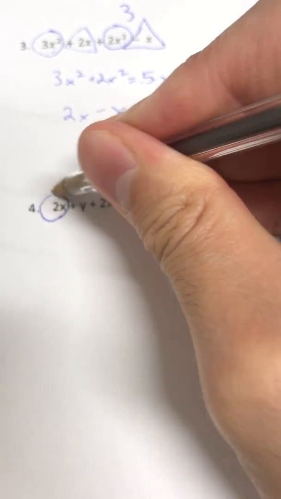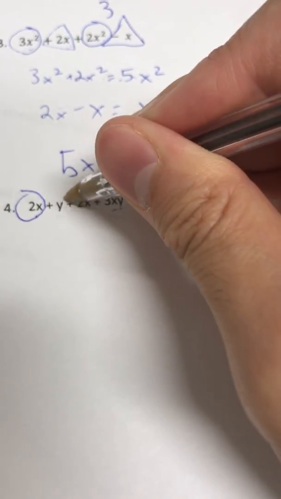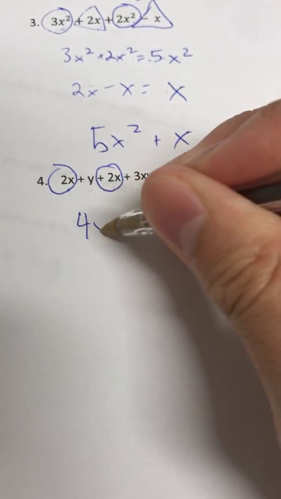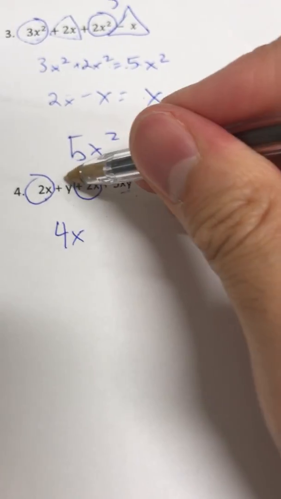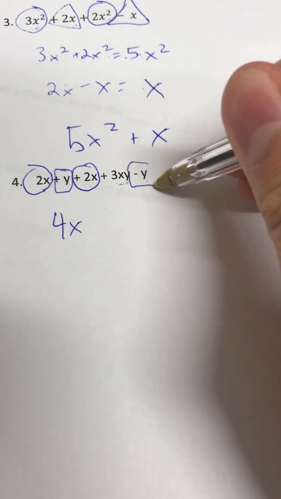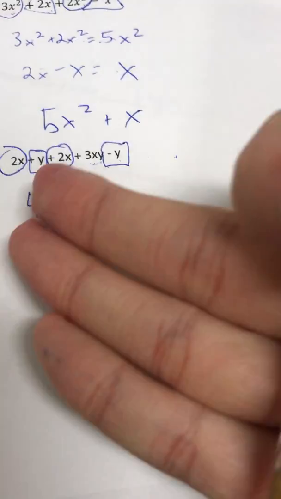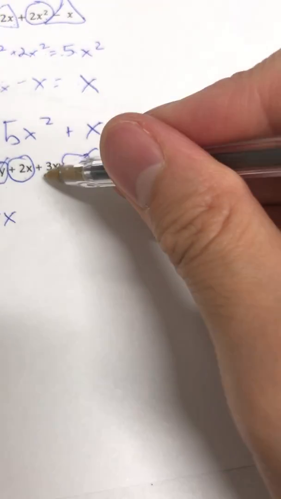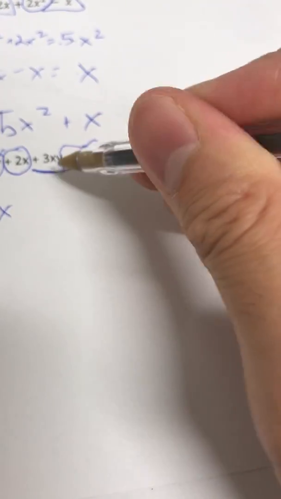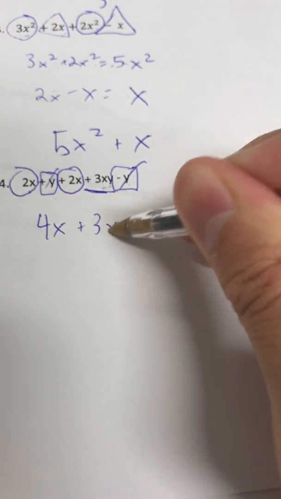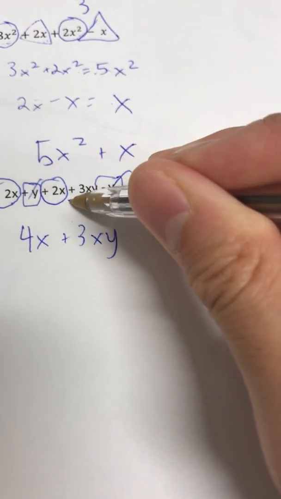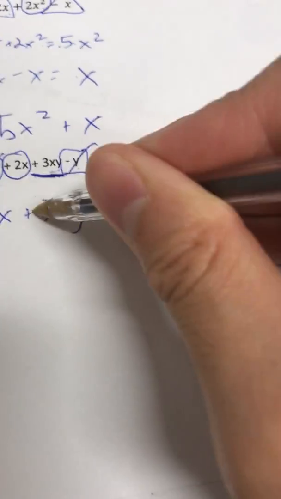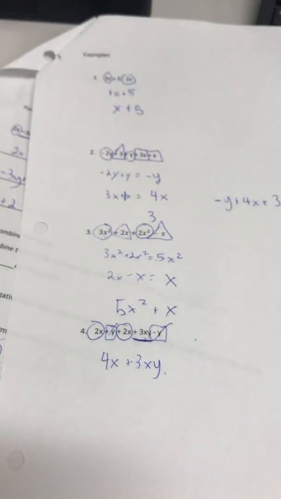Let's start off with the x's. 2x plus 2x, that's 4x. Y minus y, that's 0. I'm just gonna cancel it out. I'm not gonna write anything because it canceled out. And then the 3xy has nothing to combine with, so it just stays there as 3xy. 3xy stays as 3xy. And that's it.